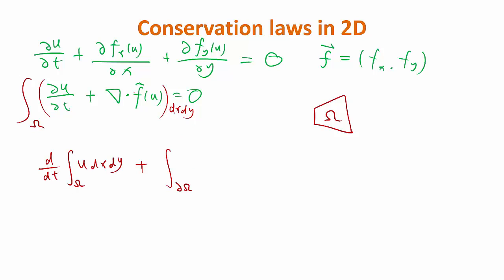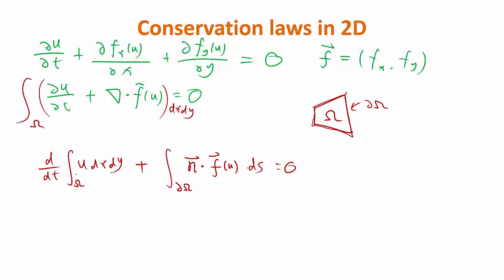And instead of a divergence, we have the surface normal of this control volume dotted with f of u over ds. And ds is a line integral around the control volume. And of course, if the control volume has 4 sides, you can split this boundary integral into 4 integrals along each line. Okay, so this is equal to 0.